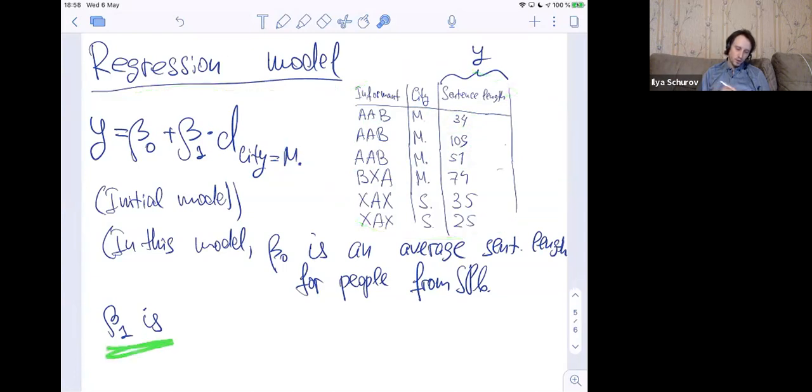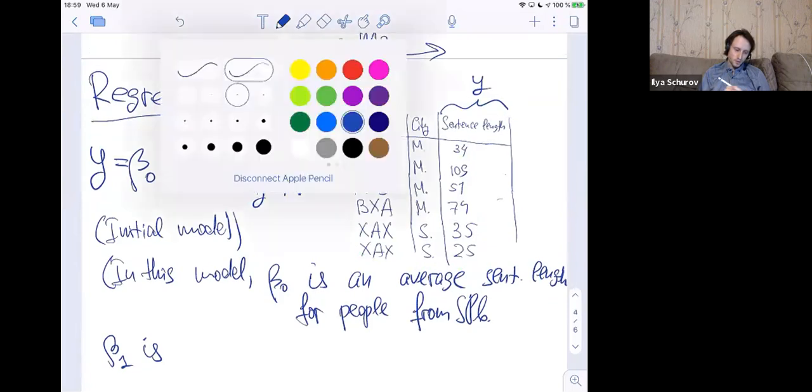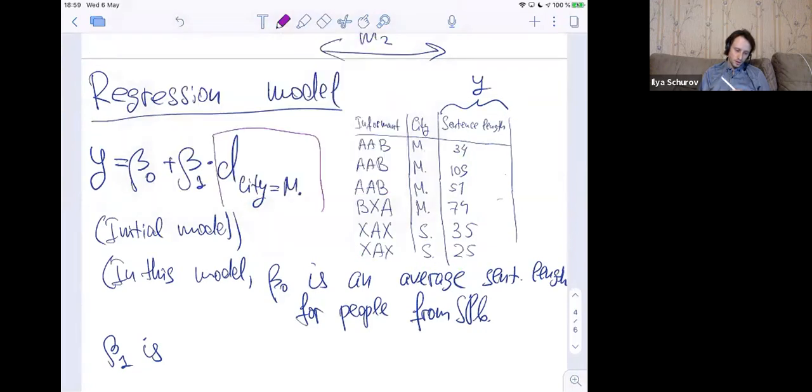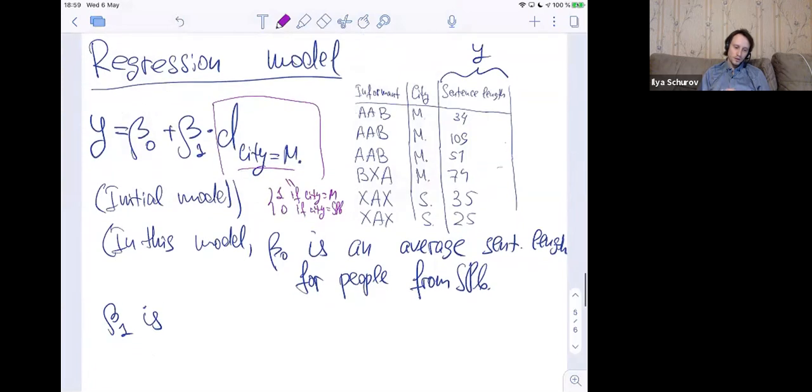And my question is, what is beta 1? How can we interpret this beta 1, if we believe in this model? So this thing is a dummy variable that equals 1 if the city is Moscow and 0 if the city is St. Petersburg. And we have no other cities in this experiment. So what is beta 1?